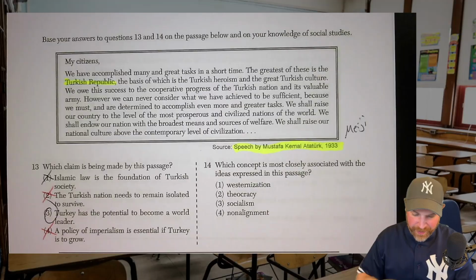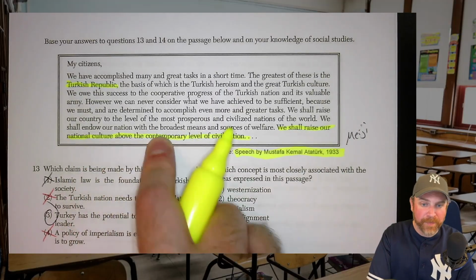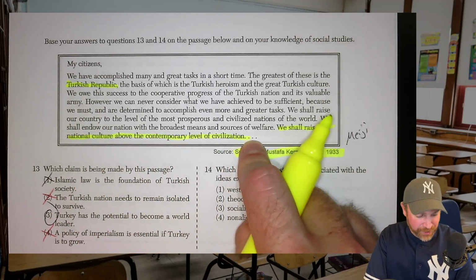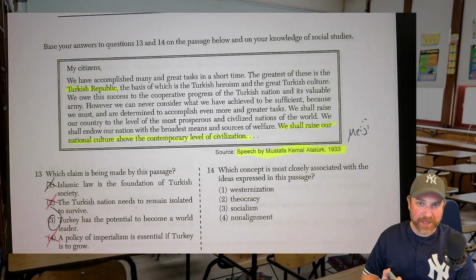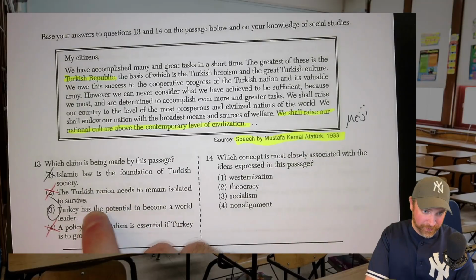Because he says right at the end here, we shall raise our national culture above the contemporary level of civilization, right? So basically, we're going to take the lead in the process of becoming modern and having progress. That sounds to me like a world leader.